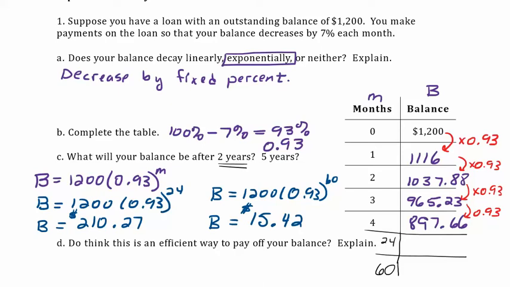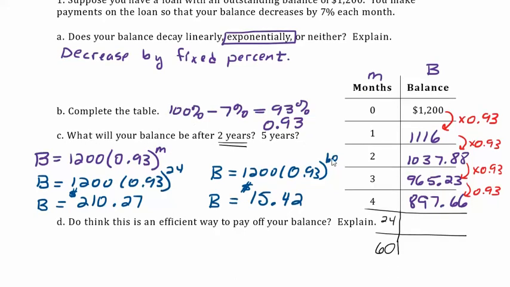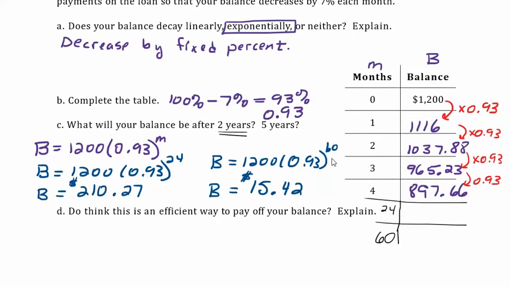I want to write one more thing up here just to highlight what's happening. So for our balance for 60 months, we had $1,542. What if I had 61 months? Okay, let's go to the next month. So we could take 1,200 times 0.93 to the 61st power. We could do that. Or we could multiply $15.42 times 0.93. Either one of those things is going to work.